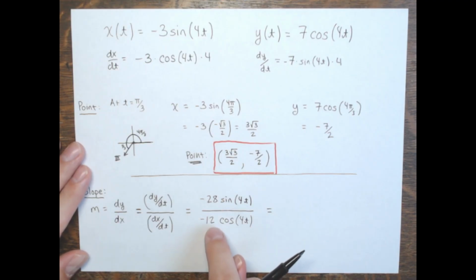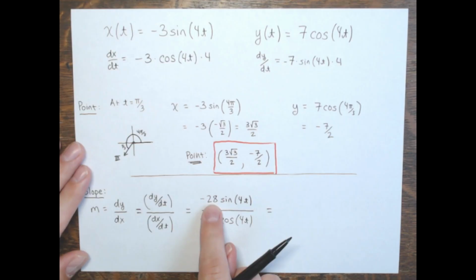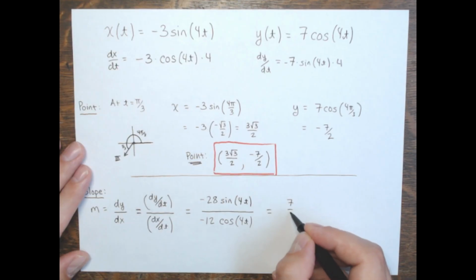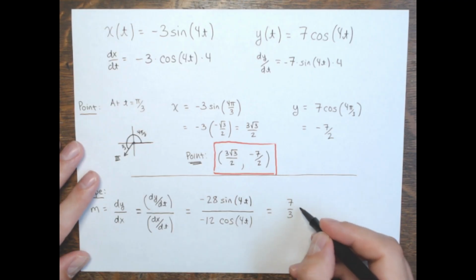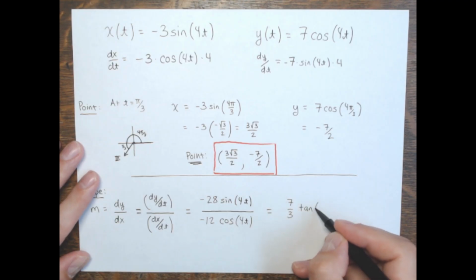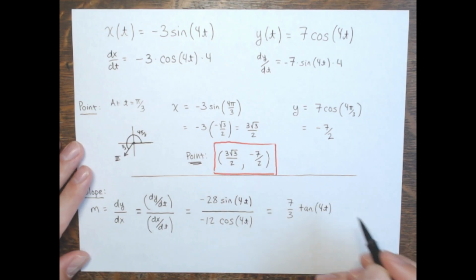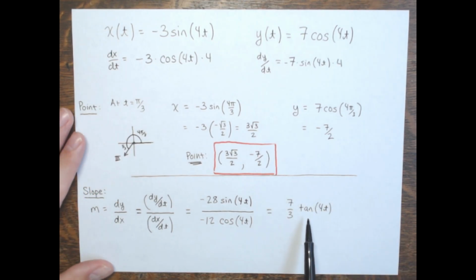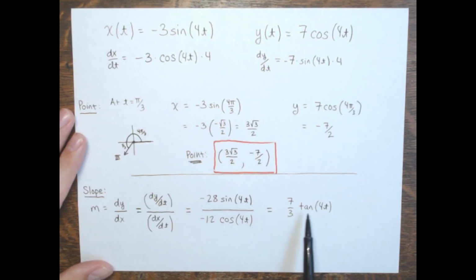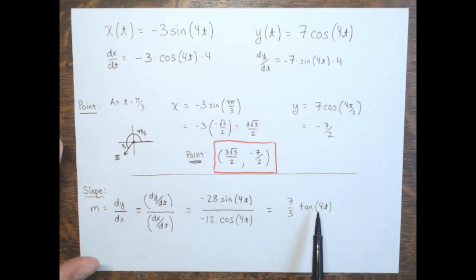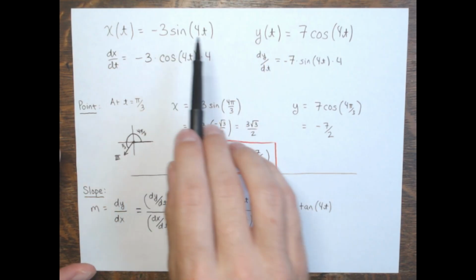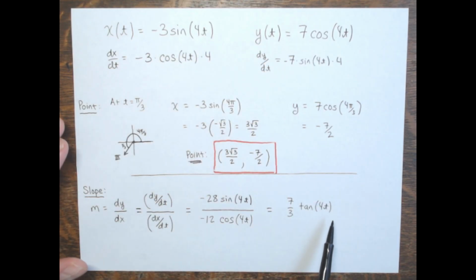And when I simplify this, this is negative 4 times 7. This is negative 4 times 3. So negative 4 will cancel. You get 7/3. And you could rewrite sine of 4t divided by cosine 4t as the tangent of 4t, just to make it a little simpler looking. But there we go. This expression right here tells me the slope of the tangent line to any point on the ellipse traced out by these parametric equations. We just have to know the value of t that we're at, and we do.